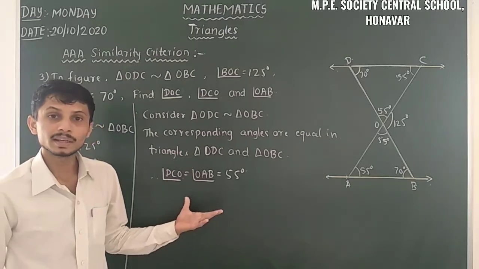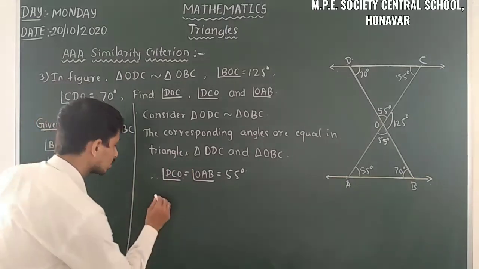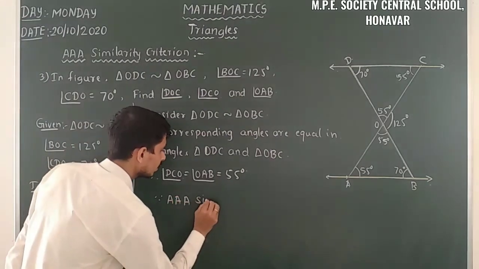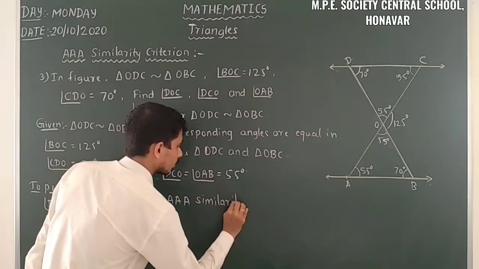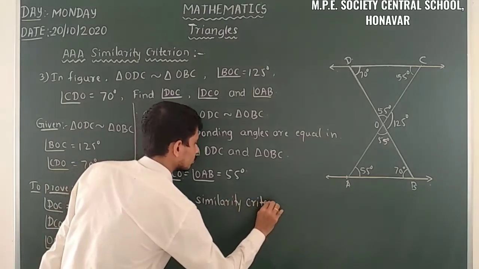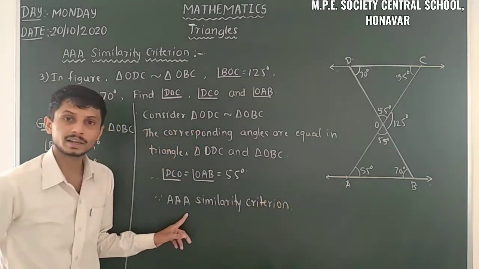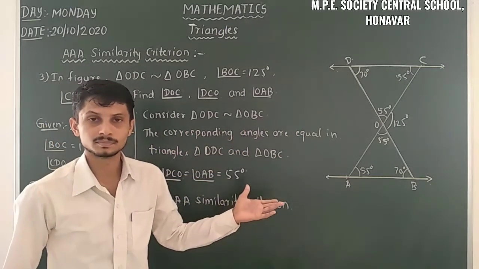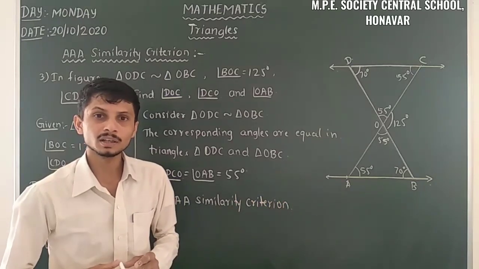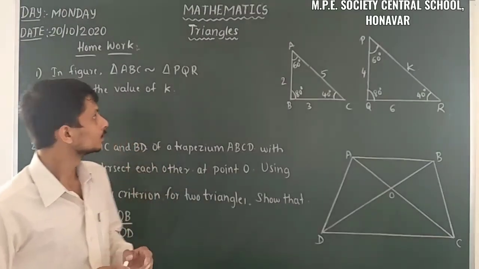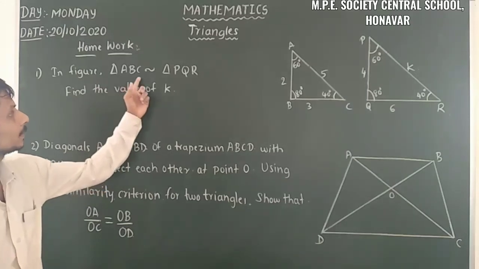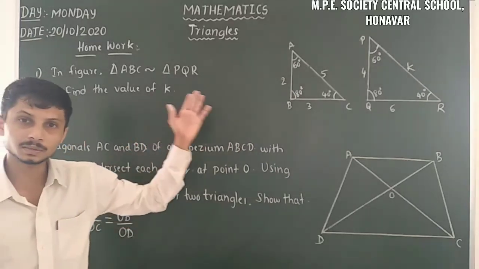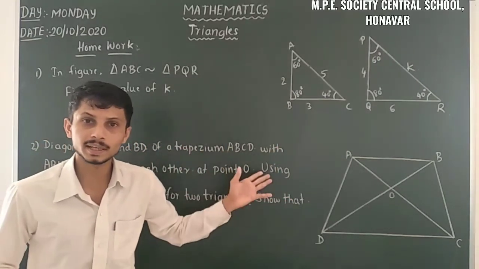Because of the AAA similarity criterion, from the AAA similarity criterion we found out all the values of unknown angles. So let us take some homework. Take two homeworks here. It is given that triangle ABC is similar to triangle PQR. So both the triangles are similar, which means corresponding angles are equal and the corresponding sides are in the same ratio.